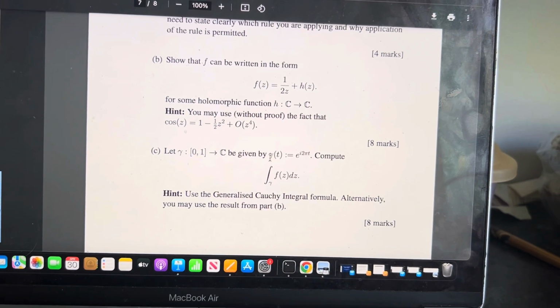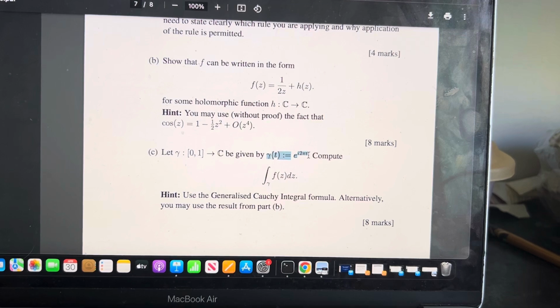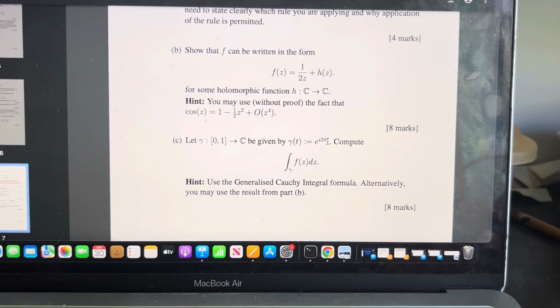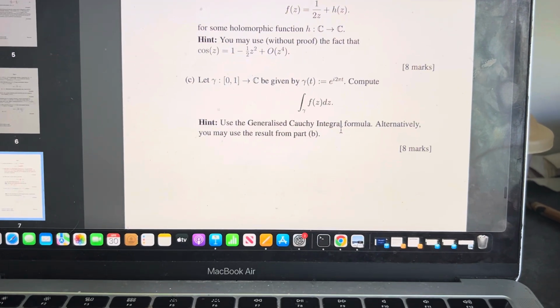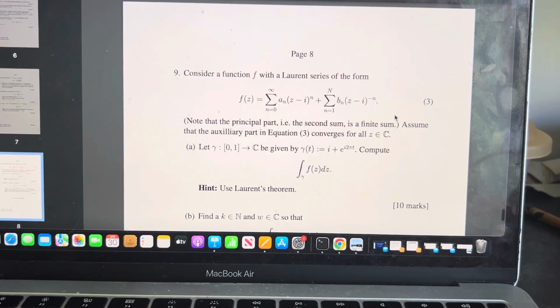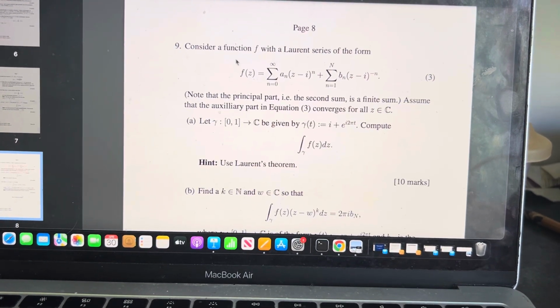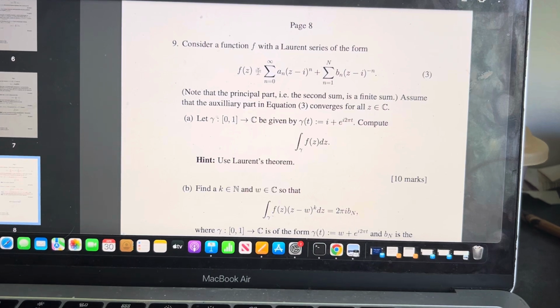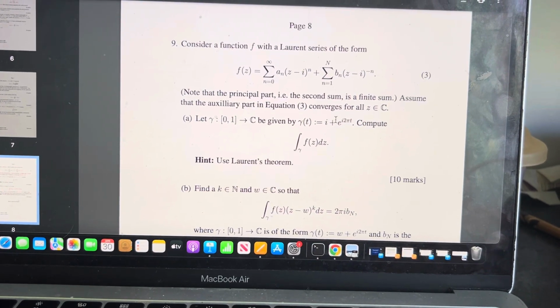Is this path not just a unit circle? That could be a dumb statement, but that seems about right to me. And then the generalized quotient integral formula, that's fine. And then, ooh, dear, what's this? Laurent series. Okay.